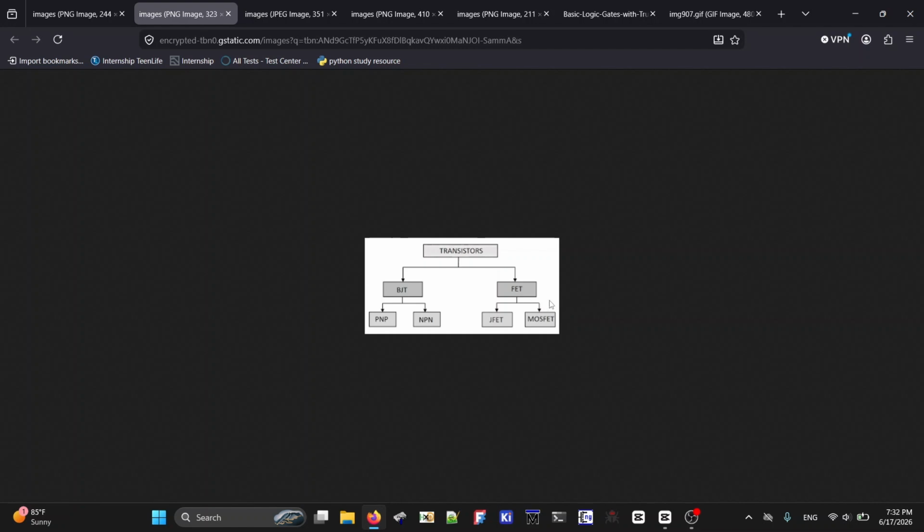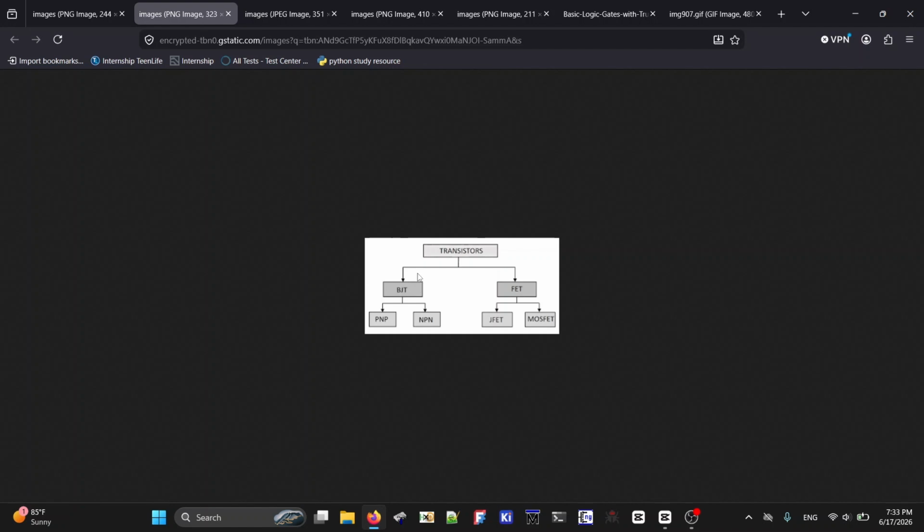We want to look a little bit more at MOSFETs, but let's just get a higher level overview of why we're looking at them. BJTs generally, this is not universally true, but generally are better for analog circuits. FETs are generally better for digital circuits.